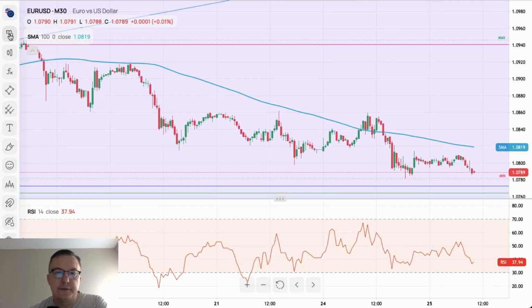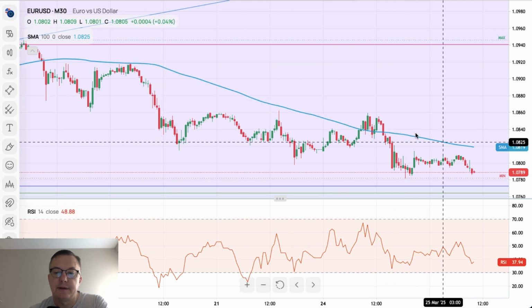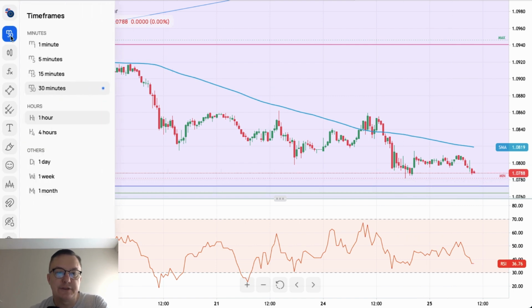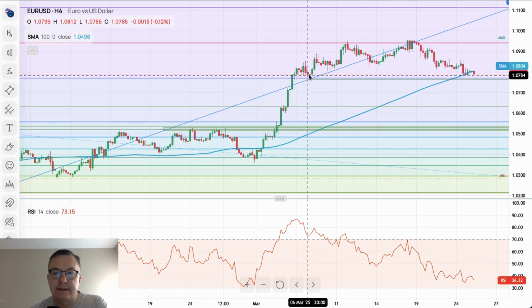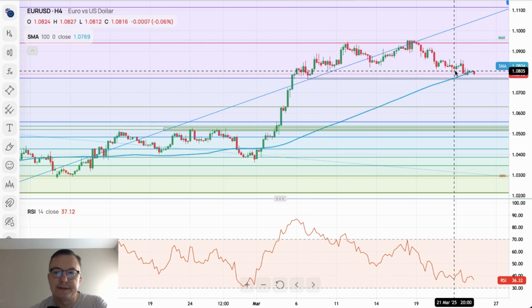Euro dollar 30 minutes chart is showing us that the market is being rejected from the moving average, and it's coming closer towards the level of technical support 1.0764. If we switch to the 4-hour time frame chart, we can see that this level, which is the low from the March 6, 2025, might be tested very soon.